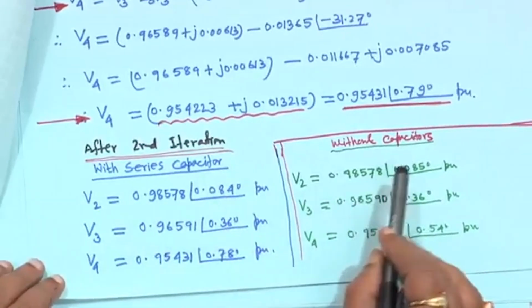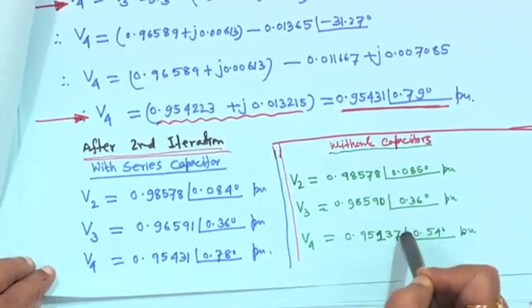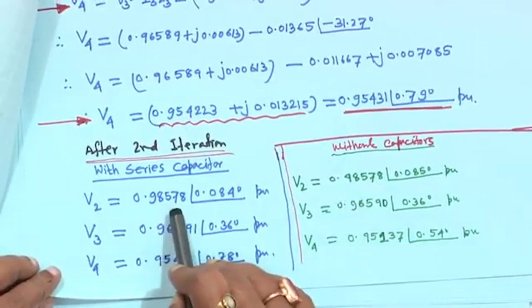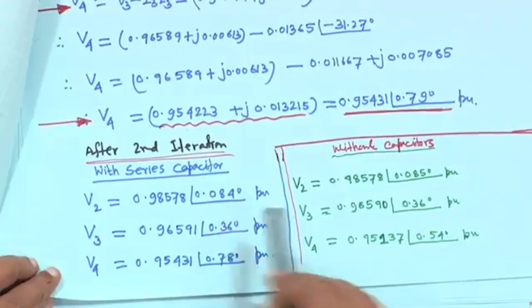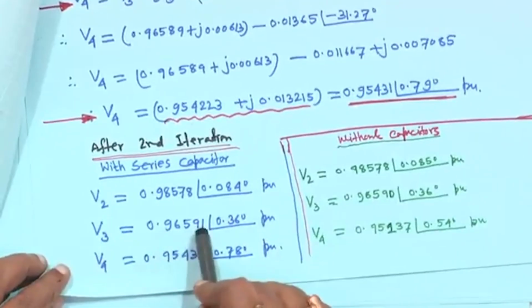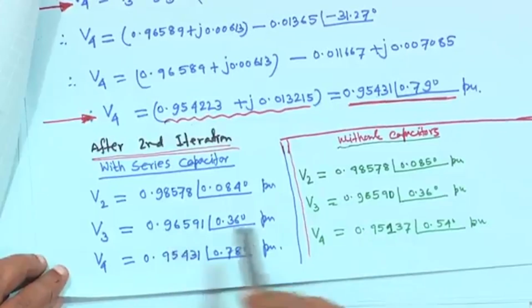Without the series capacitor, that is at the very first load flow studies method 1, this value, rewriting, is 0.98578. Here also, look, 0.98578, almost no change in the voltage, even almost no change in the angle, 0.085, 0.084. Similarly, look at this one, 0.96590, 0.96591, almost no change, almost unchanged.